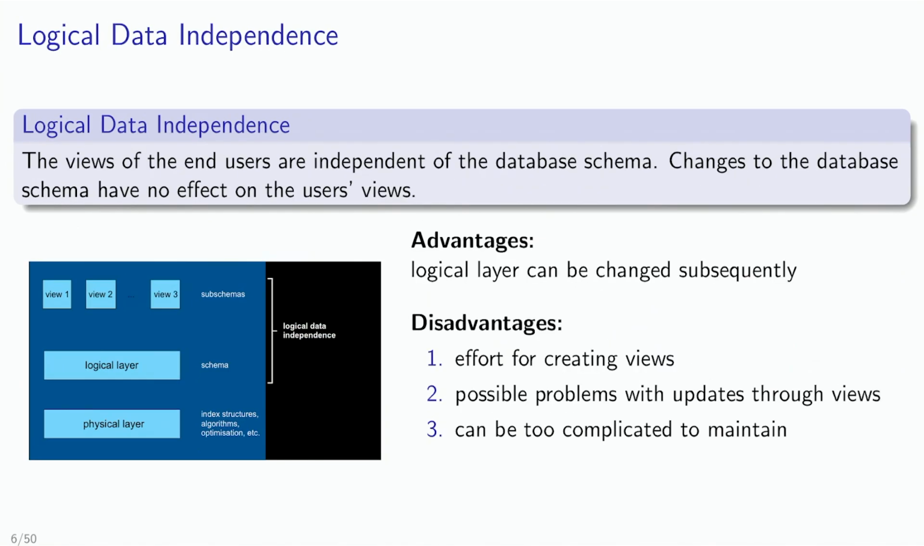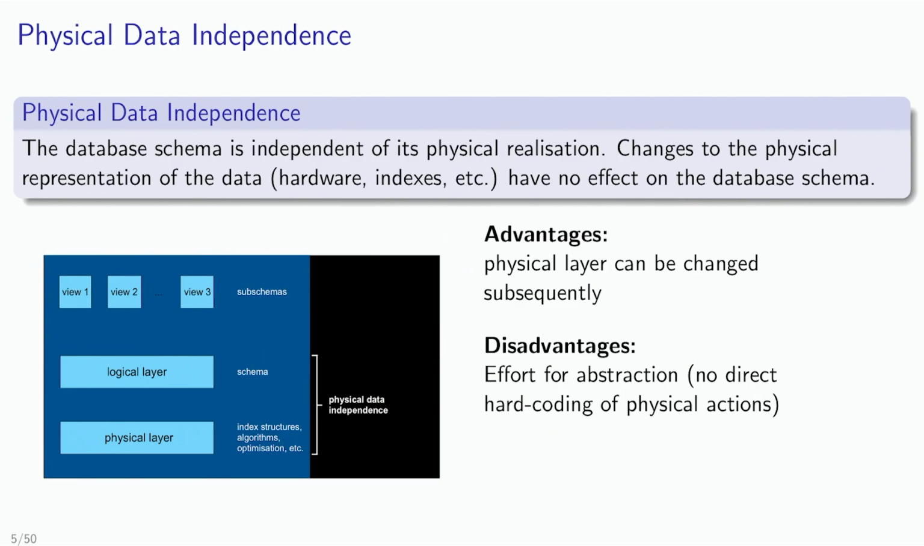Two slides on this physical versus logical data independence. Physical data independence in the database means that the database schema is independent of its physical realization. Changes to the physical representation of the data, hardware, indexes, and whatnot have no effect on the database schema. This is in sharp contrast to, assume you store your data in a binary search tree.